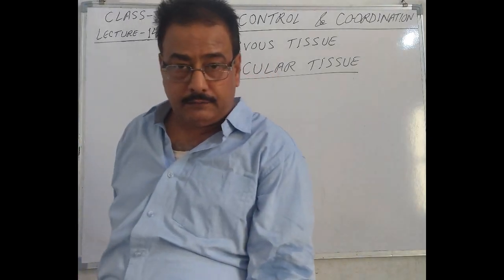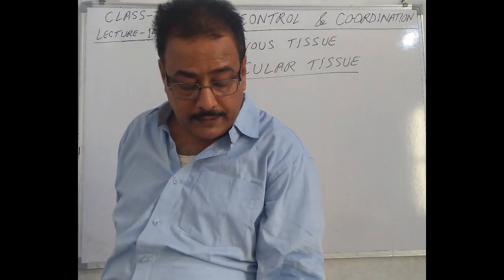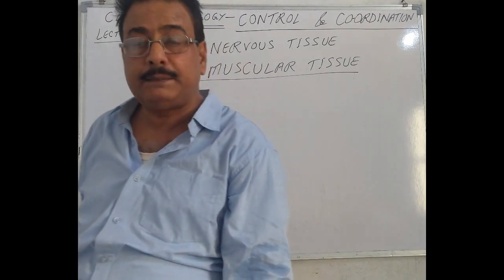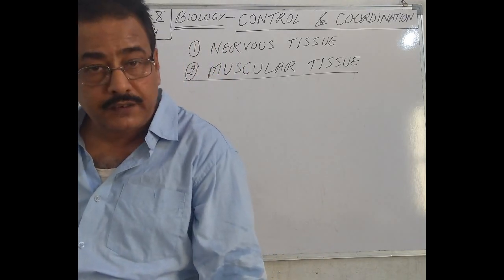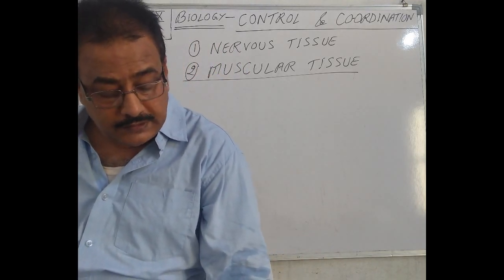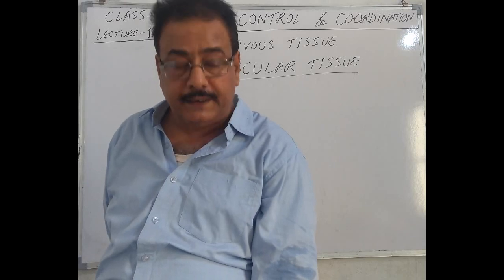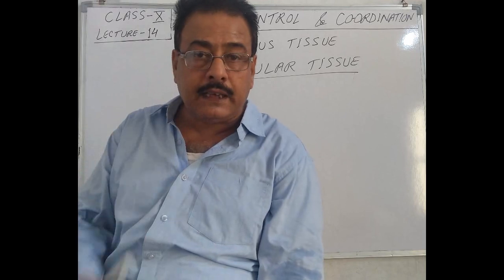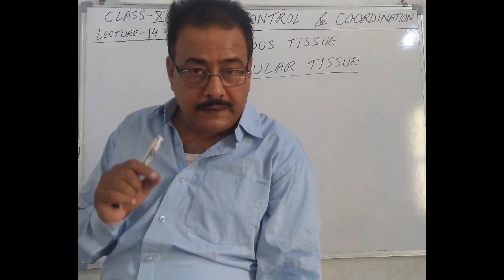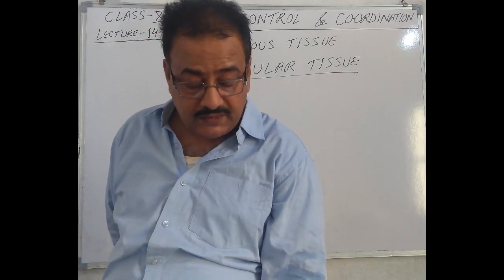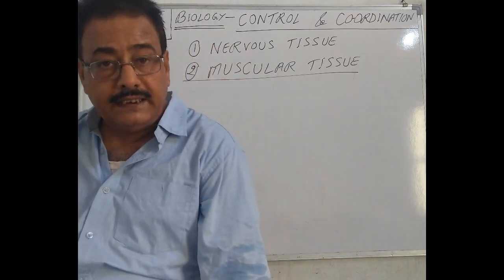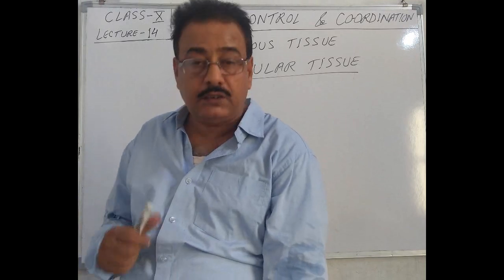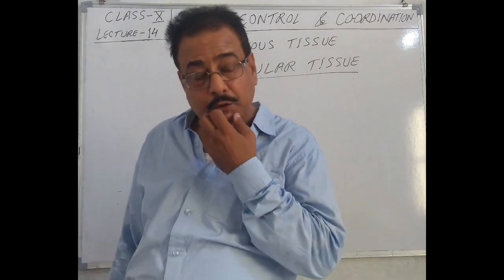All information from our environment is detected by the specialized tips of nerve cells. These receptors are usually located in our sense organs. The receptor cells are present in our sense organs such as the inner ear, the nose, the tongue, and so on.